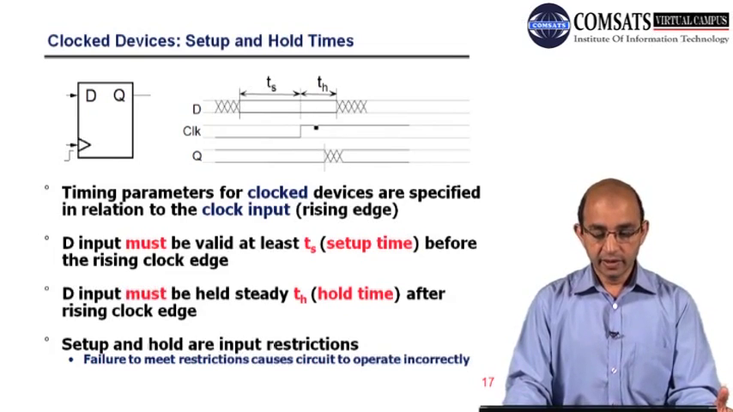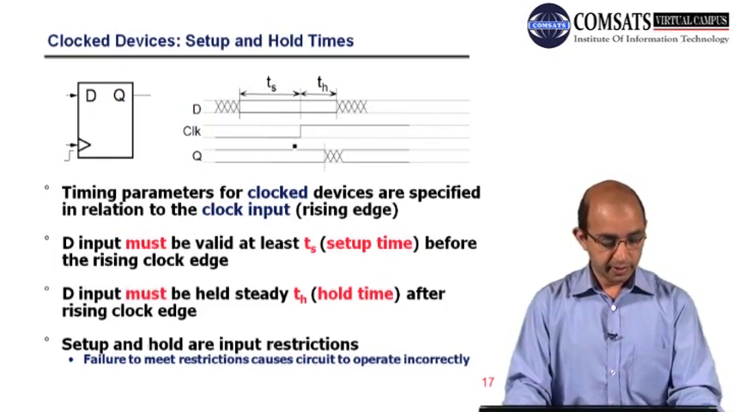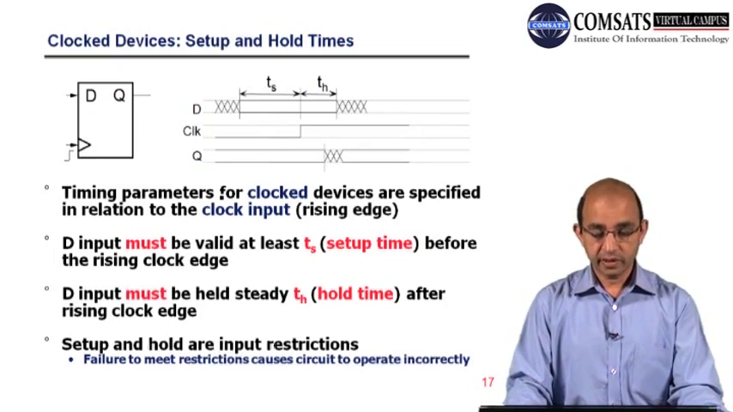On the other side, this clock edge has arrived. After the arrival of the clock edge, the input must remain stable in that state till TH time. Here you can see this is the clock, and this is the output. So these are the two requirements or restrictions, and we have to restrict ourselves to those requirements.